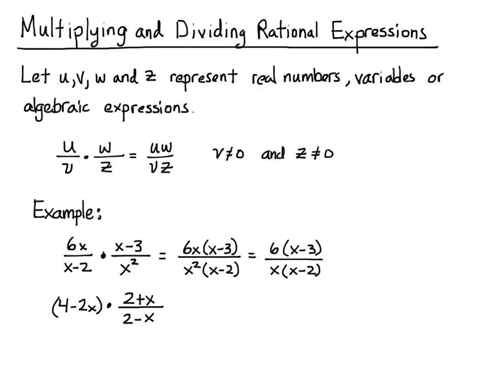Now, this is one that frequently looks a little confusing because we just have a polynomial here times this rational expression. This is the same thing as multiplying the 4 minus 2x over 1. Okay, so anytime you have something that's multiplied to a rational expression, just treat it as if it was that rational expression over 1, and then do your multiplication.